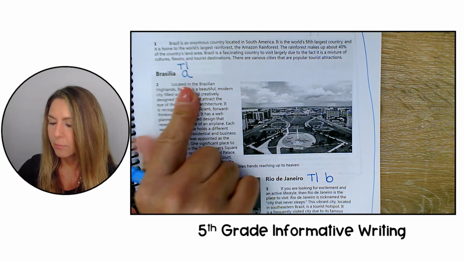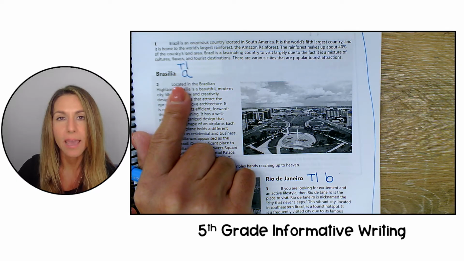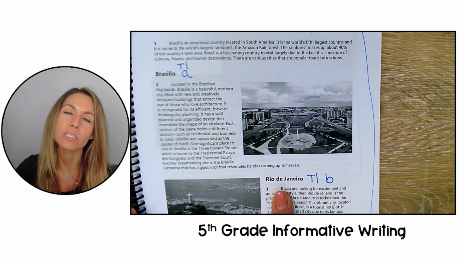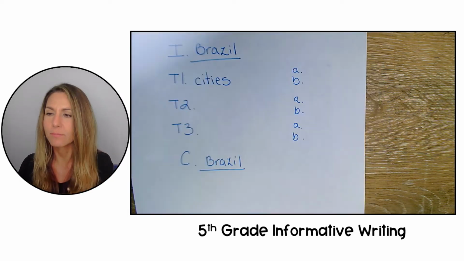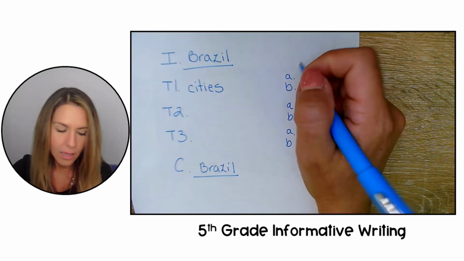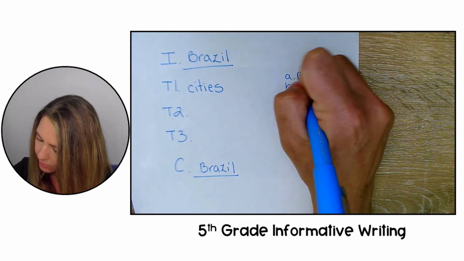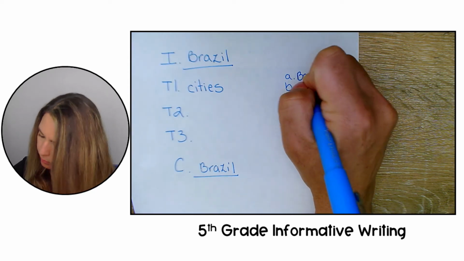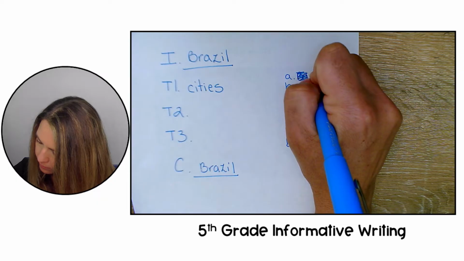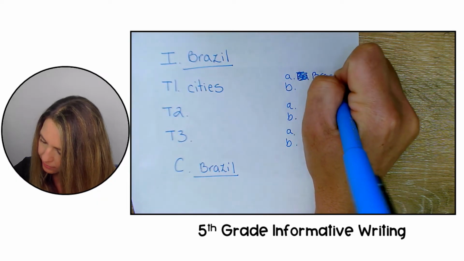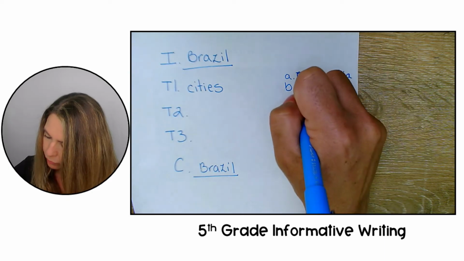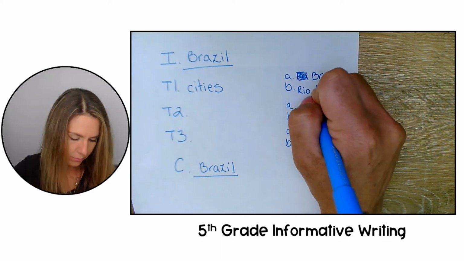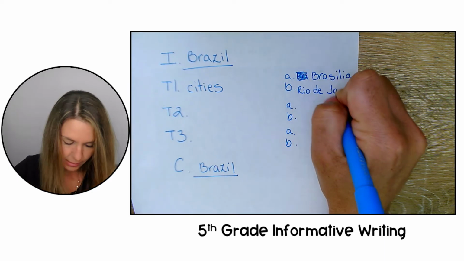So I'm going to label Brasilia T1A. I'll label Rio de Janeiro T1B. On my plan, I will write Brasilia next to A, and I will write Rio de Janeiro next to B.